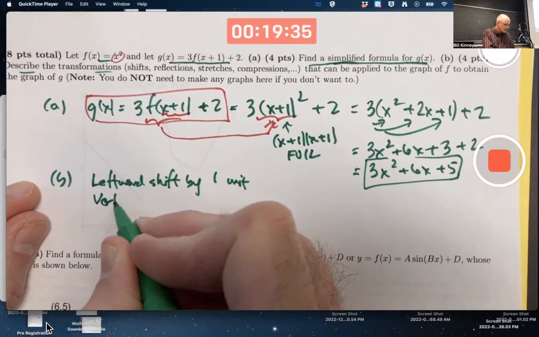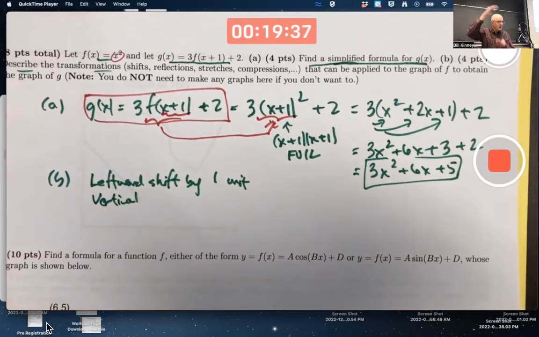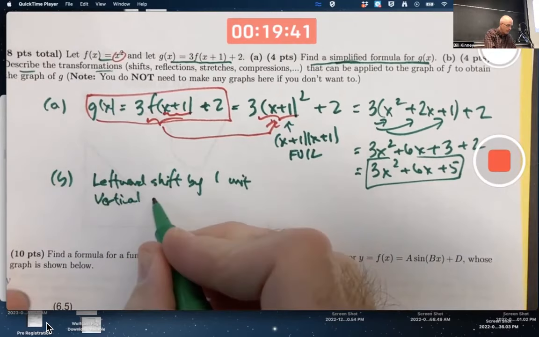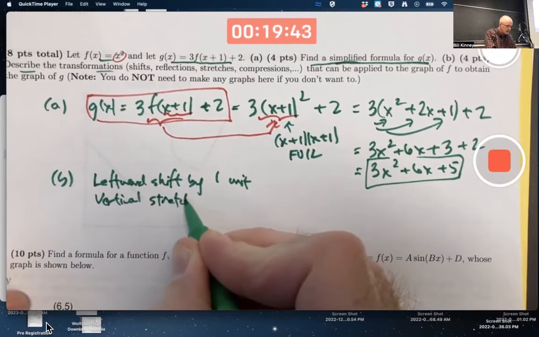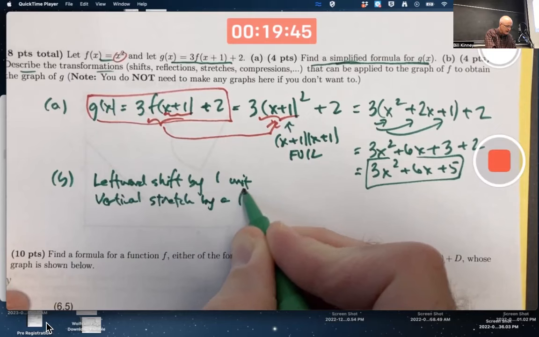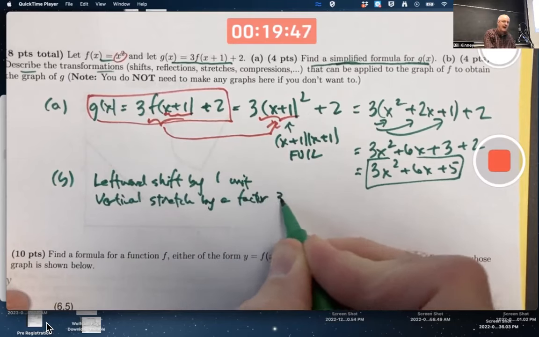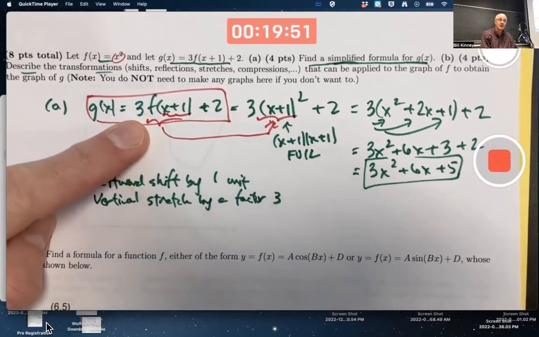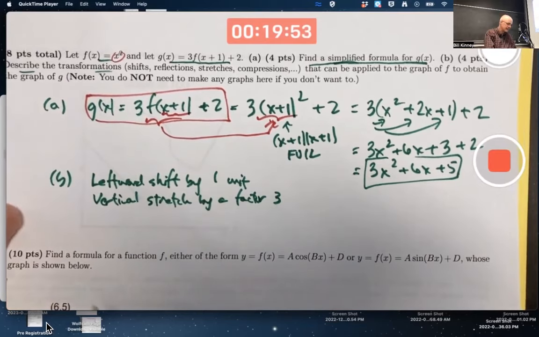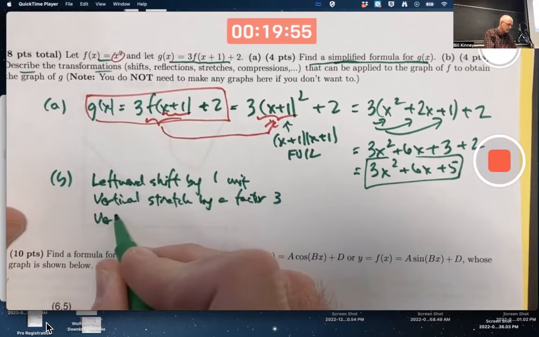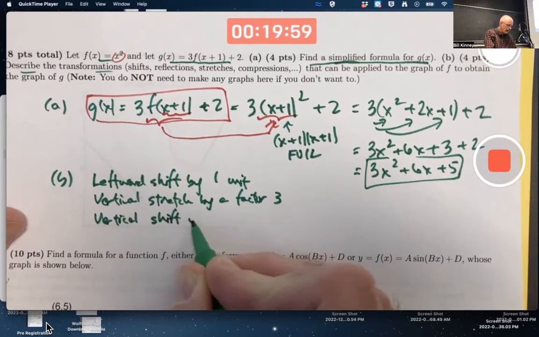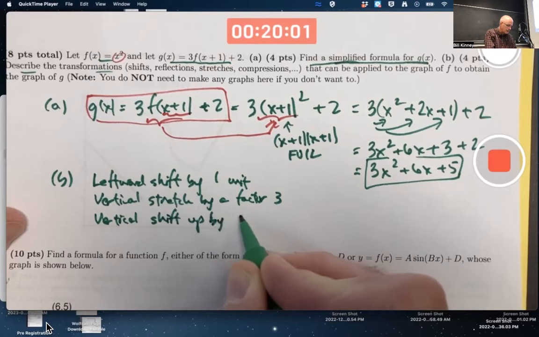Vertical stretch. Many people said compressions, but compression kind of implies squishing, not stretching. Vertical stretch by a factor of 3. And it is a factor, really. It's a multiple, 3 times f of x plus 1. And then a vertical shift up by 2 units.